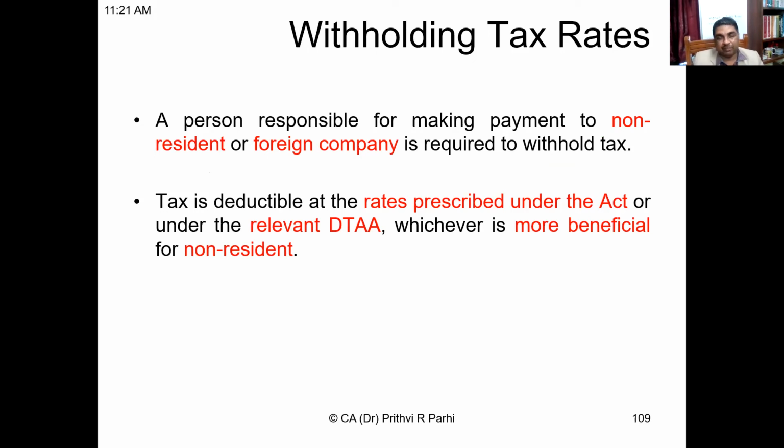Then, friends, there is one more type of tax which is collected, which is called the withholding tax. Who collects that? The person responsible for making payment to a non-resident foreign company is required to collect withholding tax. The tax is deductible at the rate prescribed under the Act or under the relevant double taxation avoidance agreement, whichever is more beneficial to the non-resident.